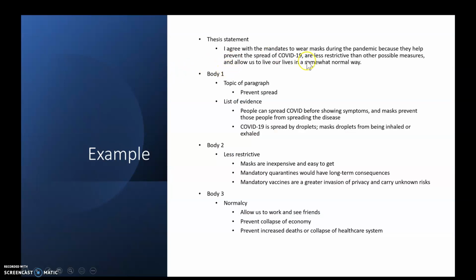So here's an example, and this does look long. The thesis statement is from the previous slide, so I'm not going to read it again. But body 1, topic of the paragraph is to prevent the spread. This correlates with point A. People can spread COVID before showing symptoms, and masks prevent those people from spreading the disease. COVID-19 is spread by droplets. Masks prevent droplets from being inhaled or exhaled. So that's some evidence that I might use to expand on point A and create my paragraph.